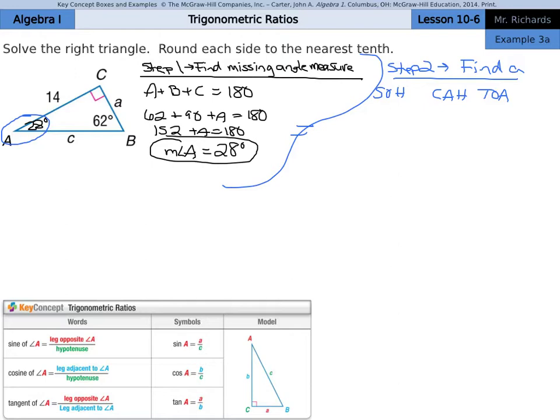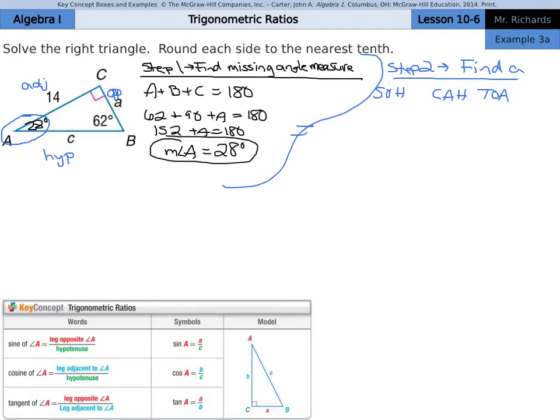And so when I look to label this triangle, then using that 28 degrees, the hypotenuse is the C. It's opposite the right angle. The side opposite the 28 is A. So I'm going to label that as my opposite. And that leaves my other side, the 14, as my adjacent side. So now what? We have SOHCAHTOA. We have our triangle labeled adjacent, opposite, hypotenuse. We need to use one of these three in order to find A. Well, what is A? A is the opposite side.